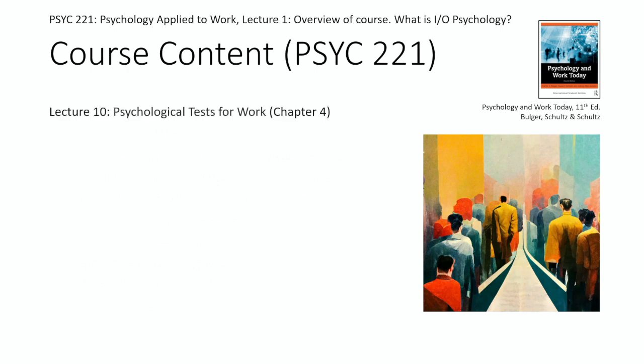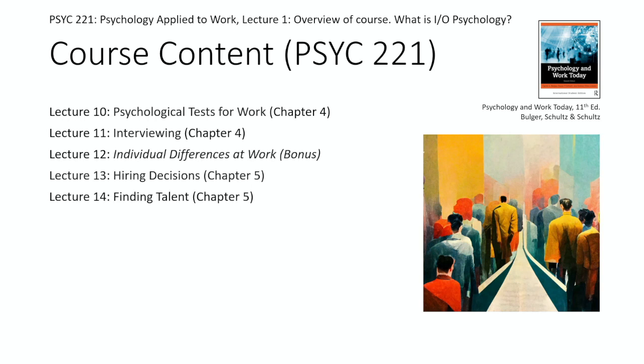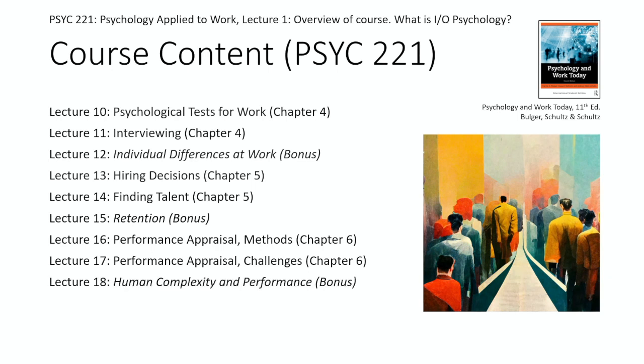Okay, so Chapter 4, we're going to get into psychological tests and interviewing for Lectures 10 and 11, covering Chapter 4. Then we'll have a bonus on individual differences at work, which is kind of things like personality at work. And then we'll get into Chapter 5, hiring decisions and finding talent. And then we'll have a related extra credit lecture on retention. And then we'll get into Chapter 6. We'll talk about performance appraisal, both the methods and some of the challenges of it. And then we'll end the Test 2 portion chapters with a bonus called Human Complexity and Performance.